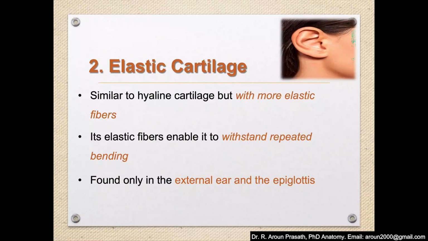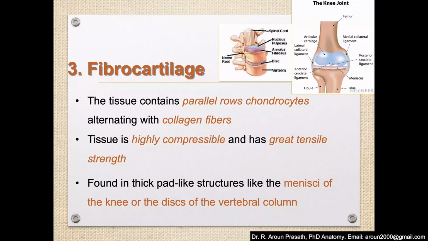Elastic cartilages, as I told you, have more elastic fibers. They withstand repeated bending and are found in the epiglottis. The epiglottis is present at the junction between the respiratory and the digestive tract, so I will show you that and explain. Then fibrocartilages are weight-bearing cartilages, so they act mainly as shock absorbers. These fibrocartilage tissues are highly compressible in nature and have great tensile strength.